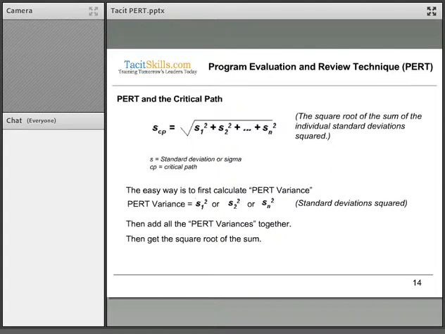So in practical terms, it's normally easier that we first calculate what we call the PERT variance, which is nothing else than calculating the standard deviations squared. If we calculate all of them, then we can add them all together, and then we can get the square root of all of them.